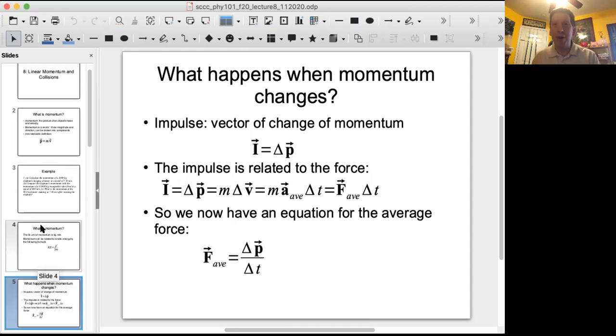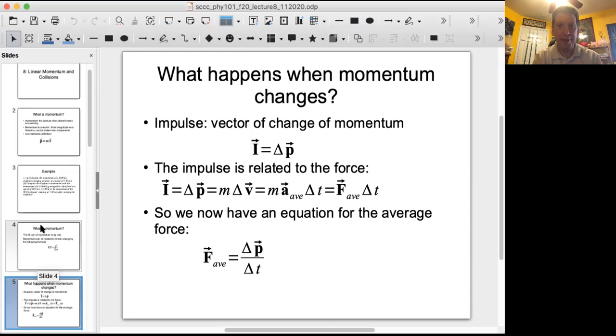Remember how we talk about delta. That means the momentum at the final time minus the momentum at the initial time. And it's a vector equation, so technically it's three equations, one for each dimension. And the impulse is related to the force.